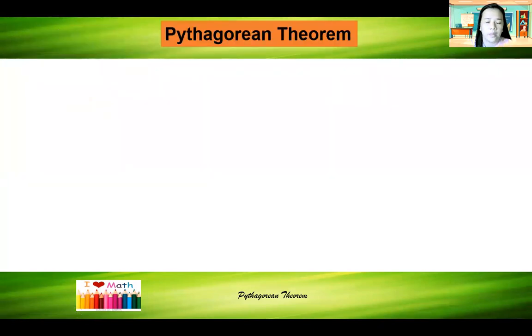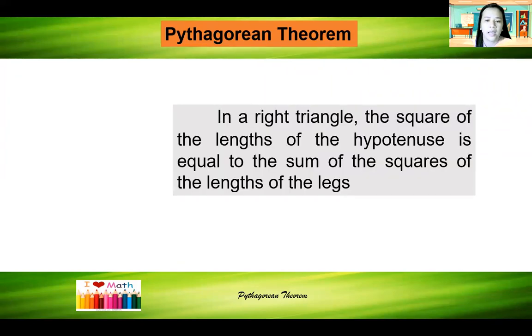What is the Pythagorean theorem? The Pythagorean theorem is named after a Greek mathematician, Pythagoras. It states that in a right triangle, the square of the length of the hypotenuse is equal to the sum of the squares of the lengths of the legs.